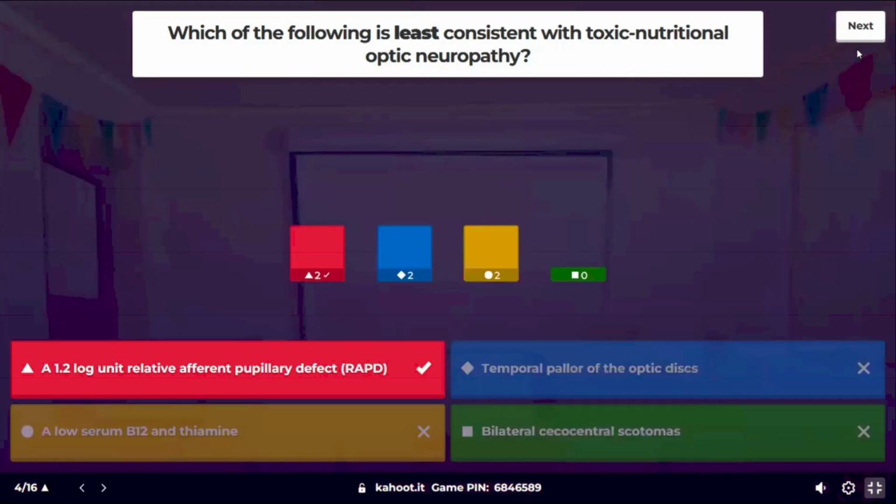Like, yeah, the correct answer is in red, RAPD, because this is a bilateral condition. So we don't expect finding RAPD in a bilateral condition. So actually this is the correct answer. And the question asked about the least, okay?